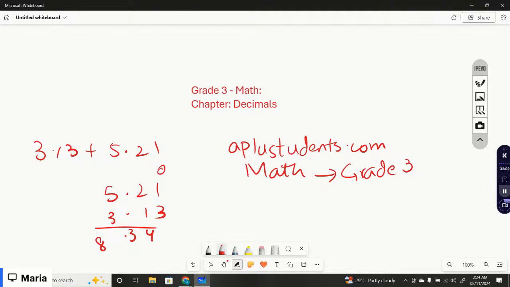I will explain again, just listen to me carefully. When you are adding decimals, you need to make sure the numbers are written one above the other and the decimal point is aligned, right? So start adding the same way you add other numbers. Start adding from the last digit. 3 plus 1 is 4, 2 plus 1 is 3, and 5 plus 3 is 8. So the number is 8.34. Got it?